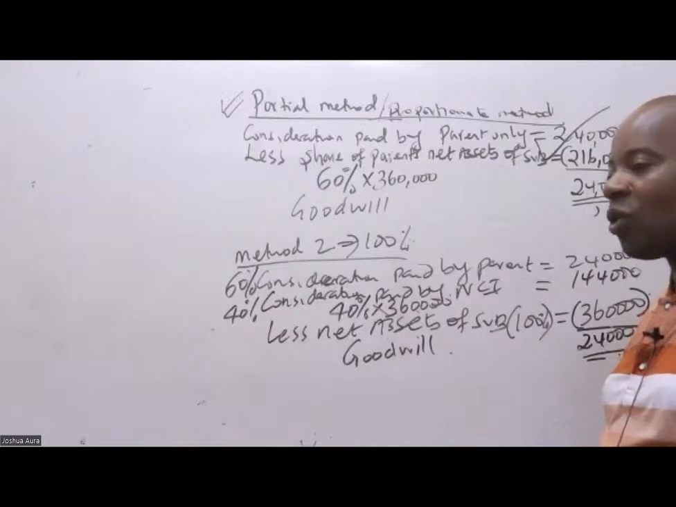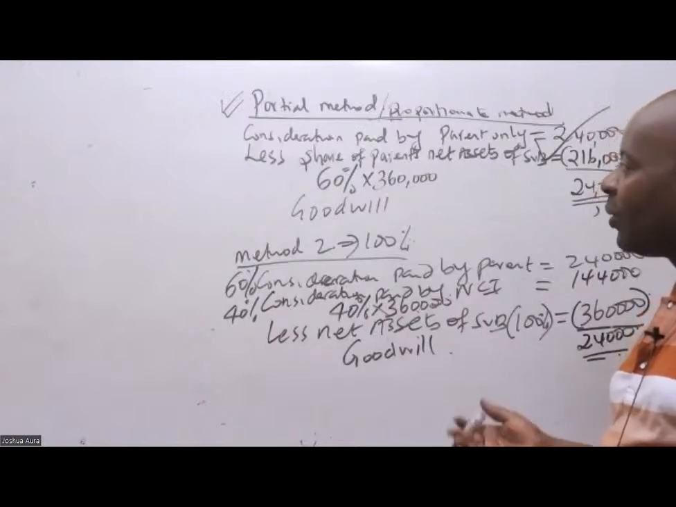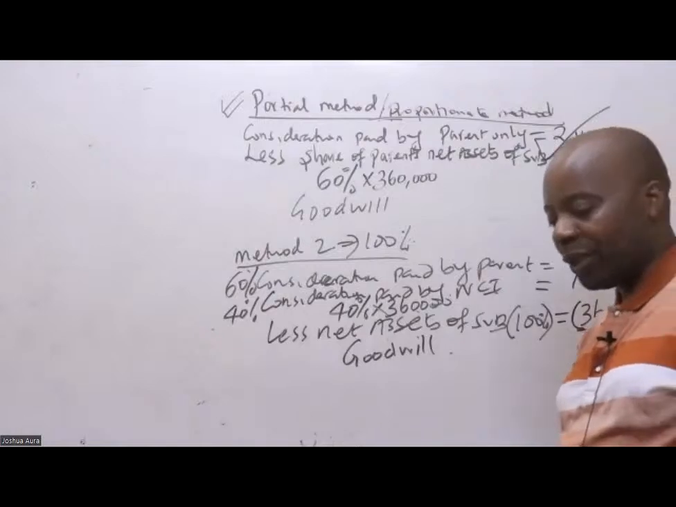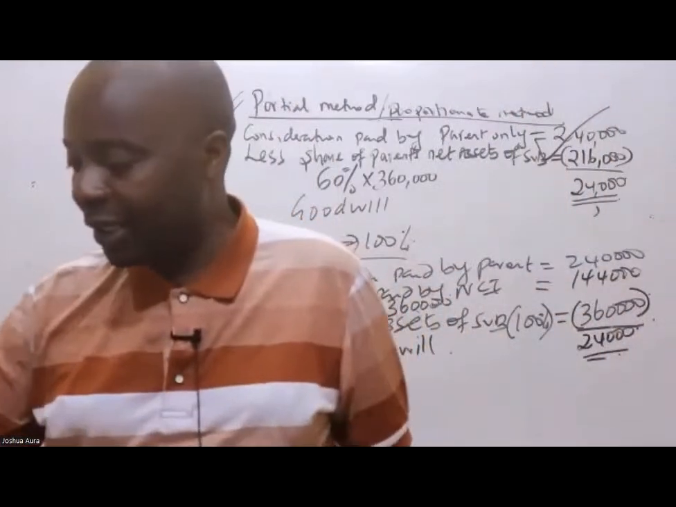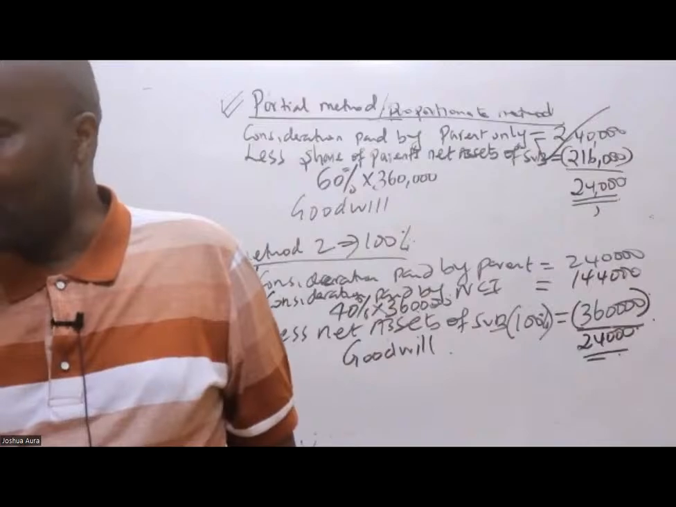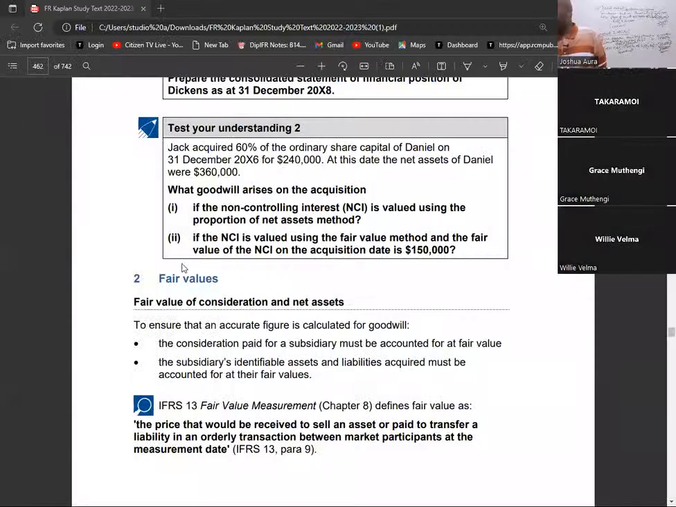You don't have to reason at all. Number one is always easier. Even so, let me read this question for you, because this can easily confuse some of you. They are telling you, if the non-controlling interest is valued using the proportion of net assets method, don't be cheated and use method two. If it's proportion of net assets, this is a proportional method, it is a partial method, I shall always use method number one.